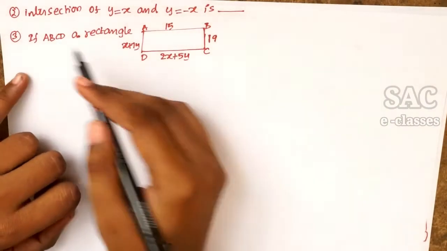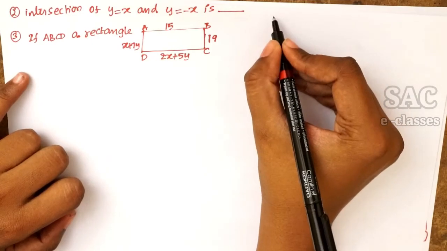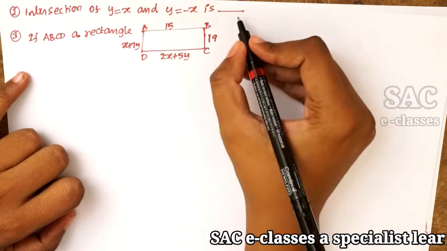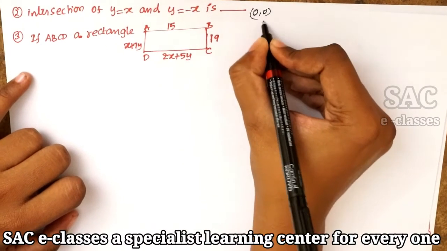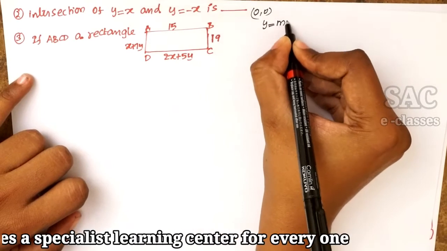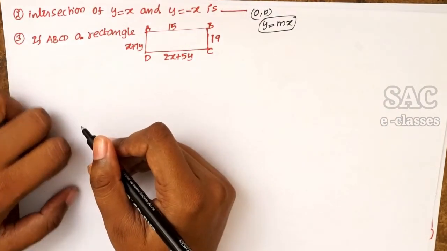If you have observed the second problem, the intersection of y equal to x and y equal to minus x: usually y equal to x and y equal to minus x both pass through the origin, as they are in the slope form of a line, y equal to mx. Let's move to problem number 3.